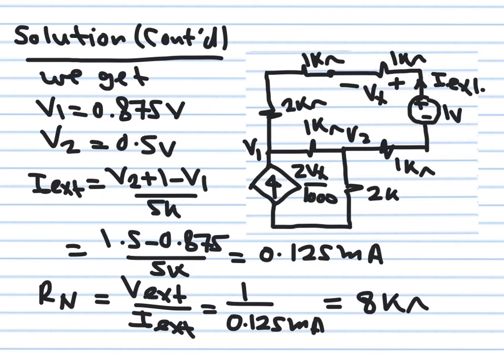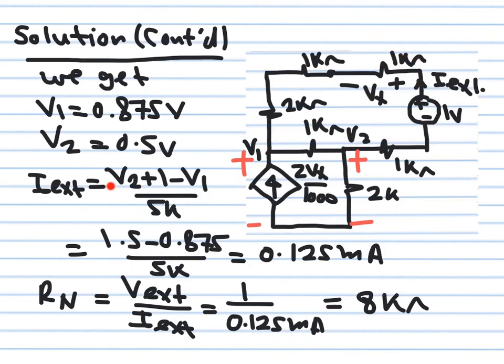So this external current will be equal to (V2 plus 1 minus V1) divided by 5K. I don't want anyone to say divide by 6K. Why? Because, as I said, the voltage between here and ground is V2, and the voltage between here and ground is V1. I'm going all the way around from here up to here, and this one is not included. So the voltage drop across this 5K is V2 plus 1 volt minus V1, and the current going through is that divided by 5K.